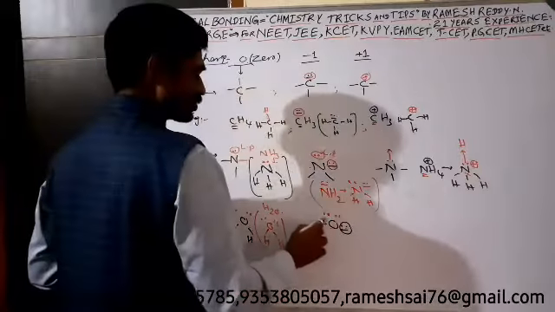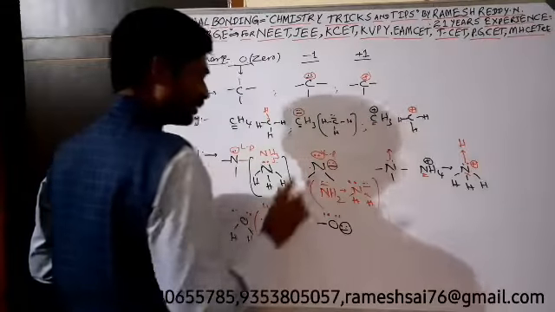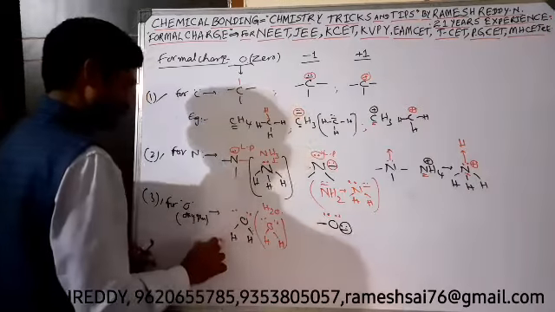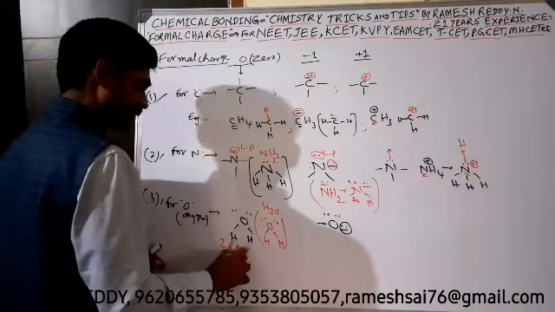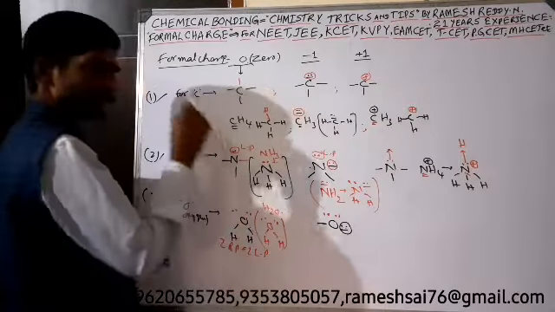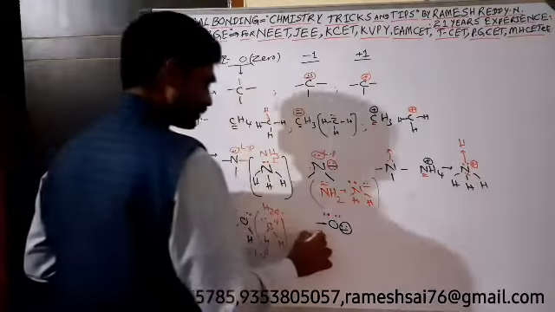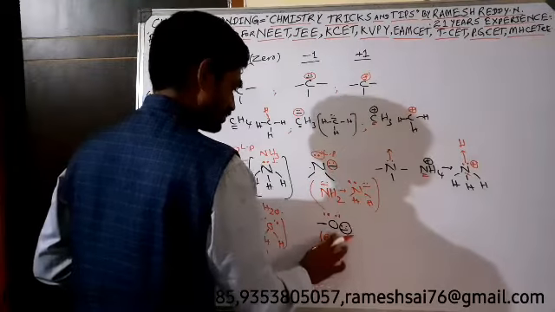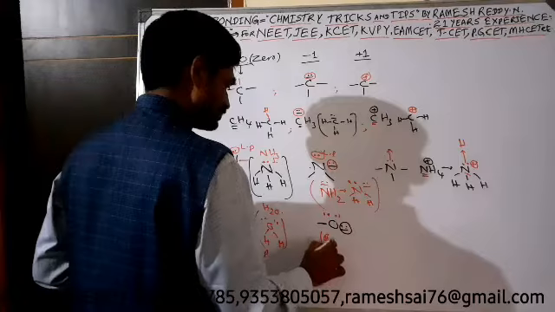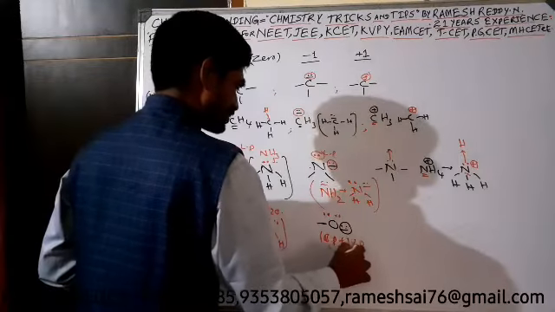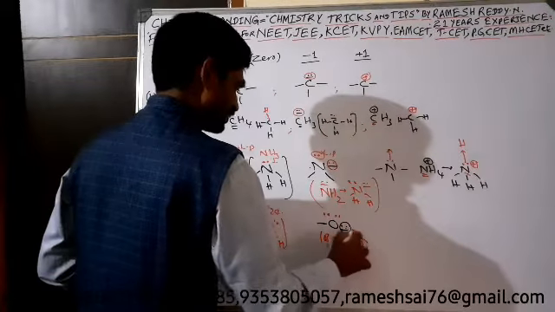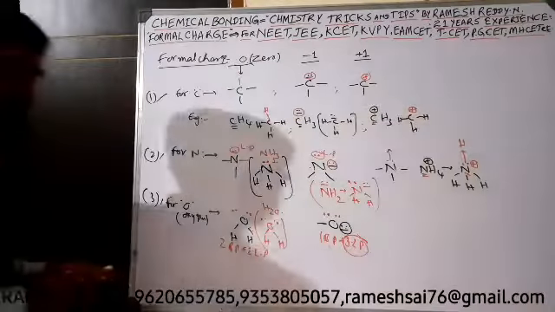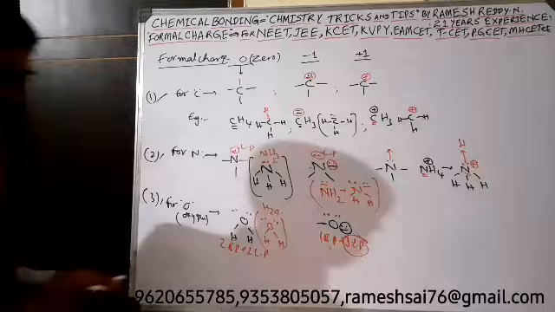That means we have totally 1, 2, 3 lone pairs of electrons present here. Here two lone pairs are present. Here two bond pairs and two lone pairs. Then the formal charge of oxygen is 0. If one bond pair and three lone pairs of electrons are present, then in that case the formal charge of oxygen is -1. Okay, right.